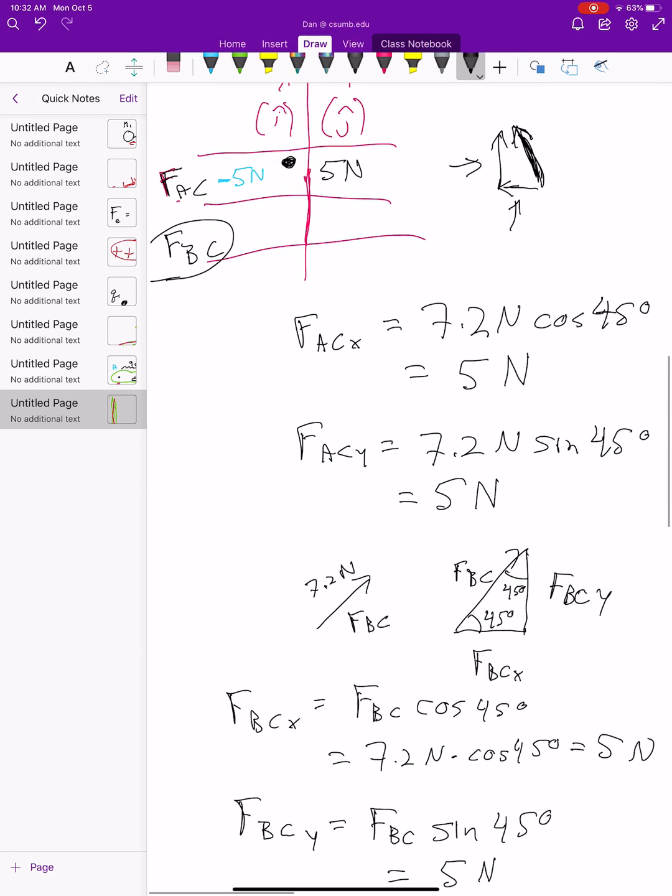Now let's take a look at this one. This is FBC here. The x component of FBC is this. The y component is that. The x one's to the right, the y component's up. So the x component is going to be positive, and so is the y component. Now, to determine the full force acting on charge C from the other two charges, I have to add up the effects. Notice that the x components add up to 0, and the y components add up to 10 newtons.